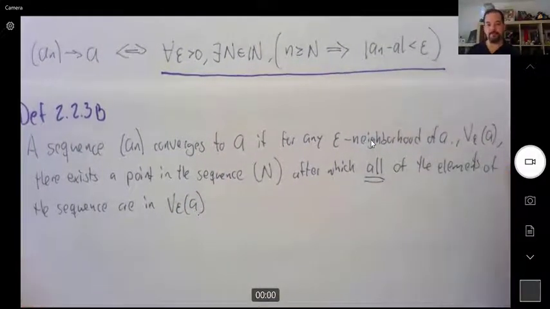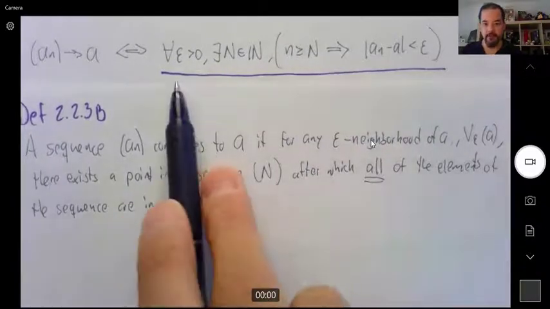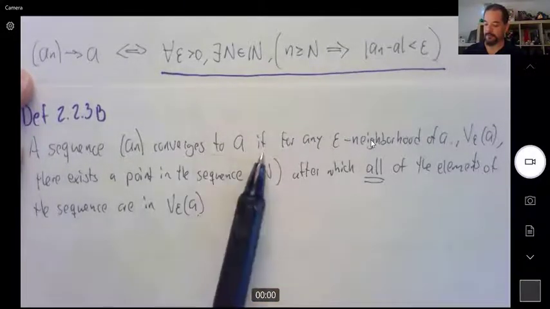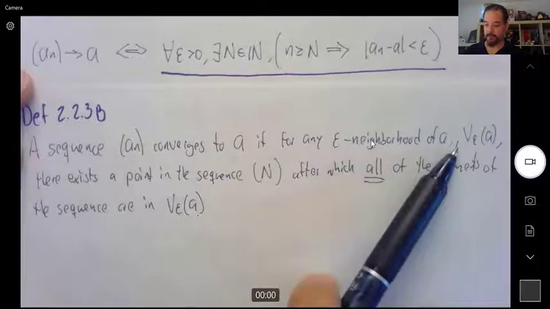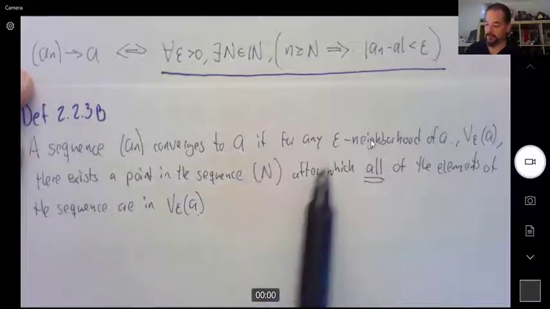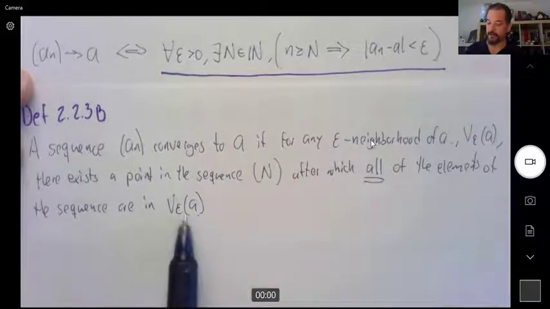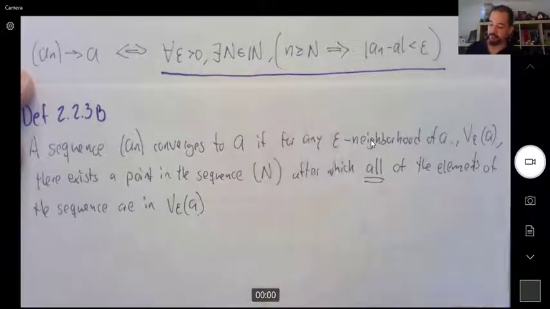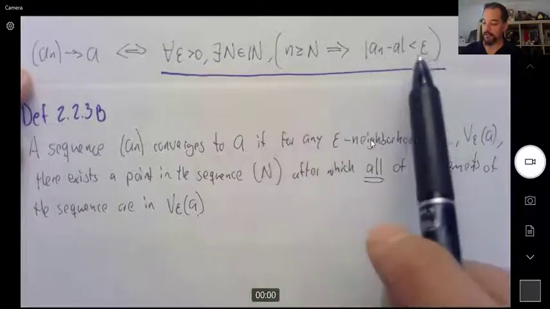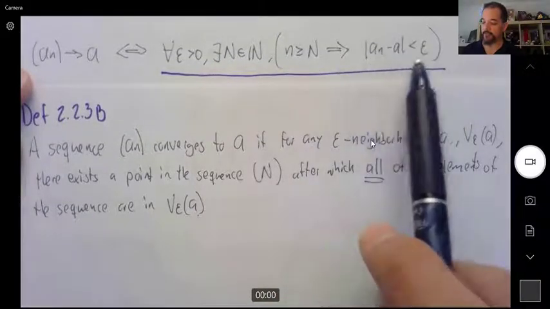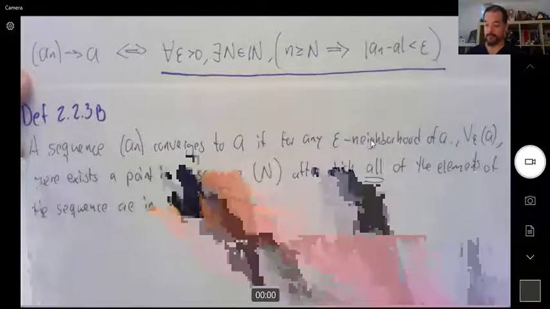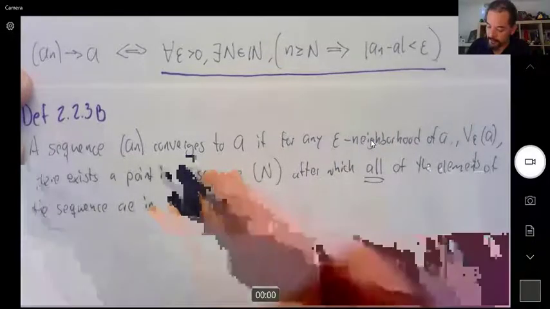Okay, let's see if this makes sense. I mean, we have it written down, the one over here on top. So for any epsilon neighborhood is what it says over here, there exists a point in the sequence, that's the capital N, after which all of the elements of the sequence are in V epsilon of A. So that means after this would mean a little n, which is bigger than capital N. And if this happens, if |a_n minus A| is less than epsilon, that means a_n is in this epsilon neighborhood, right?